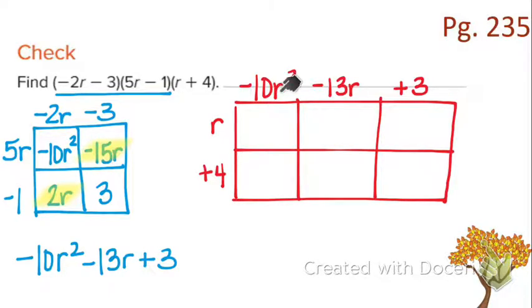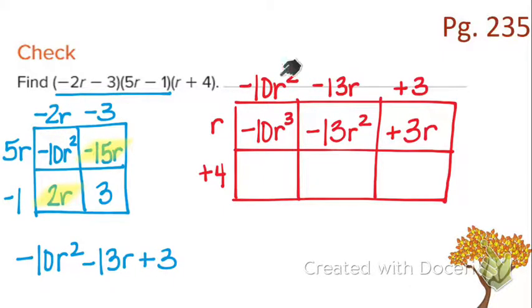So negative 10r squared times r, what would that give you when you multiply these together? Negative 10r squared times r. Negative 10r to the third, or negative 10r cubed. Good job. Then we have negative 13r times r. So that would be negative 13r squared. And then r times 3 is positive 3r.